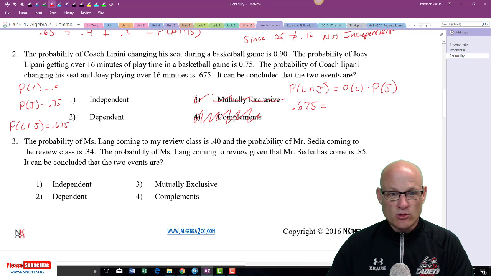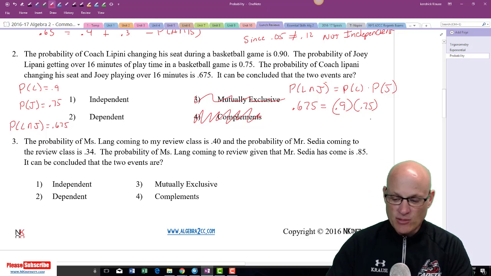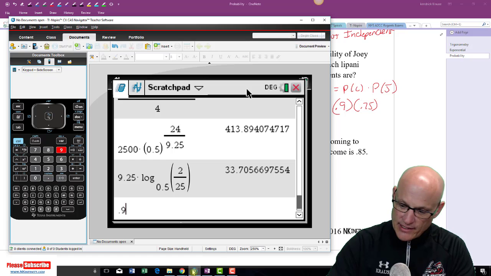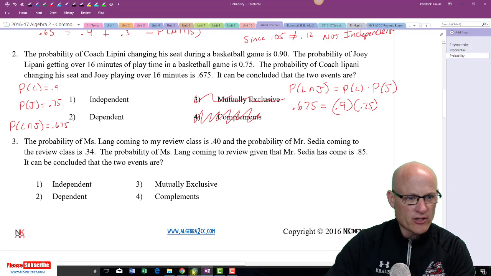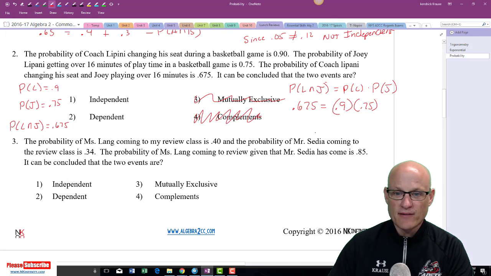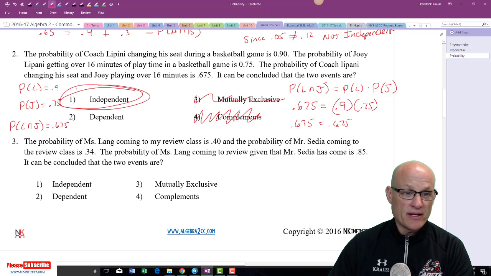Does 0.675 equal 0.9 times 0.75? Now it has to be exact, so come over to your calculator. We're going to do 0.9 times, I forgot what the other number is, 0.75. Oh, 0.675. So 0.675 equals 0.675. So they are, in fact, independent of each other.